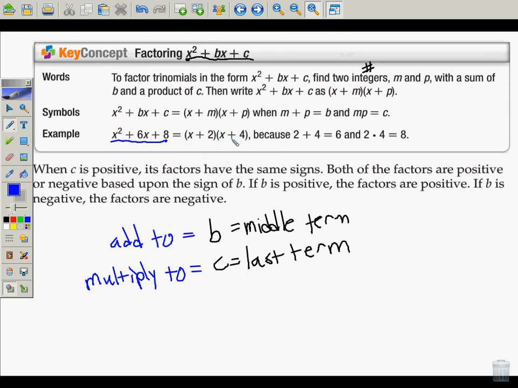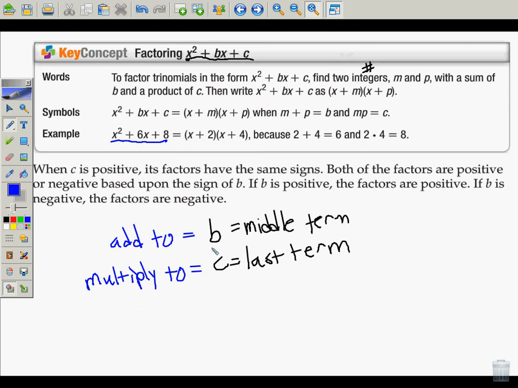Then this down here is just a little hint. When c is positive, its factors have the same signs. They're either both positive or both negative based upon the sign of b. If b is positive, then everything's positive. If b is negative, then both factors are negative. Hopefully that makes sense, because both of these would still give you that positive last term: a positive times a positive is a positive, and a negative times a negative is also a positive.